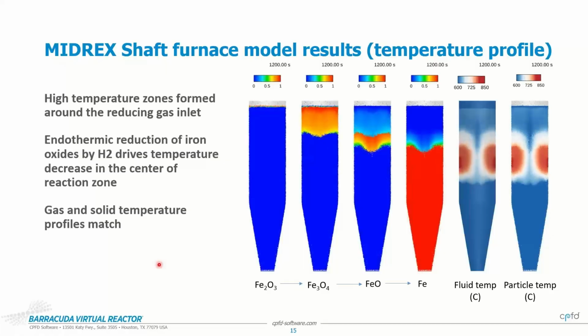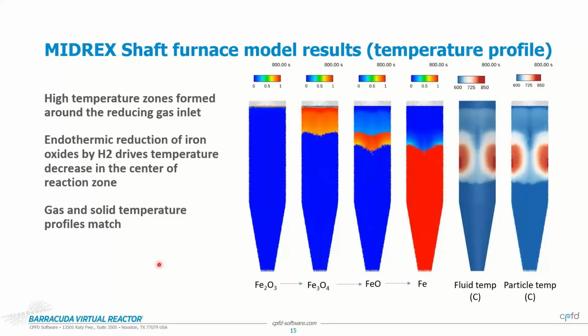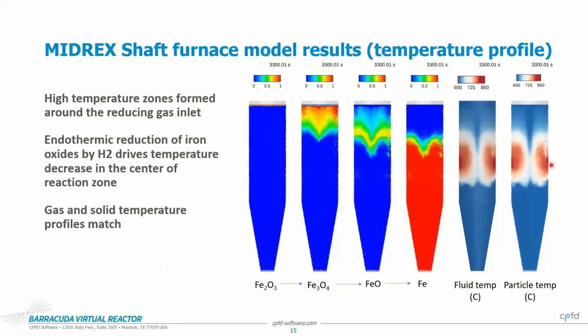All right, then I want to talk about how this connects with Barracuda's modeling of heat transfer in this system. So Barracuda does capture heat transfer between the particle and fluid phase. It also does capture the endothermic reduction reactions here. So we have this reducing gas, which is fed in through the inlet here. That is a higher temperature, roughly 1,000 degrees Celsius.